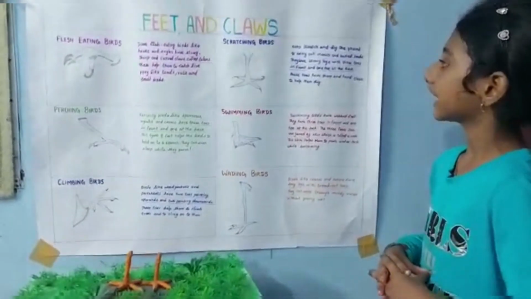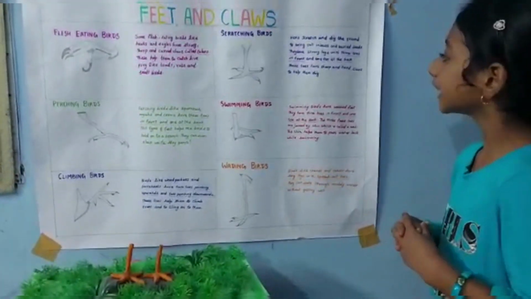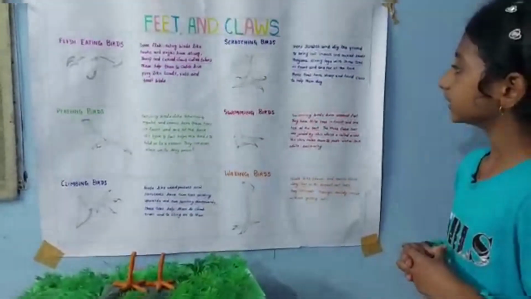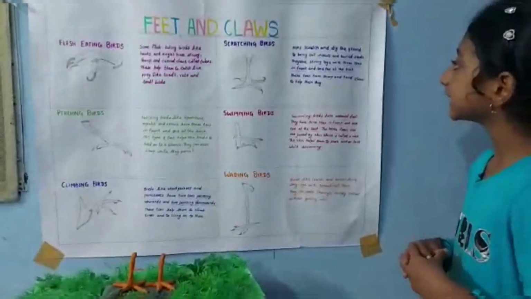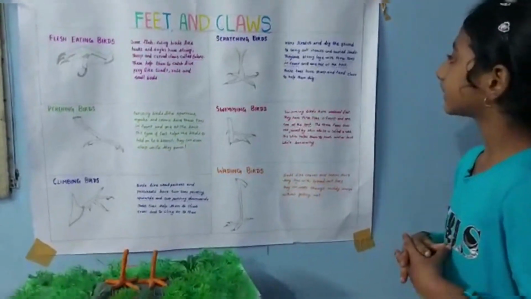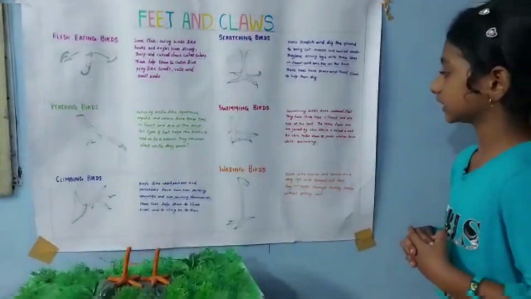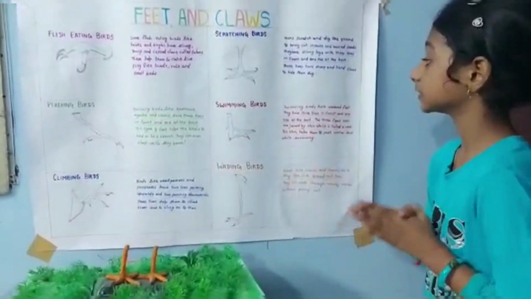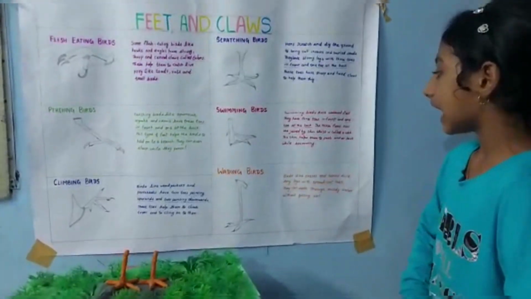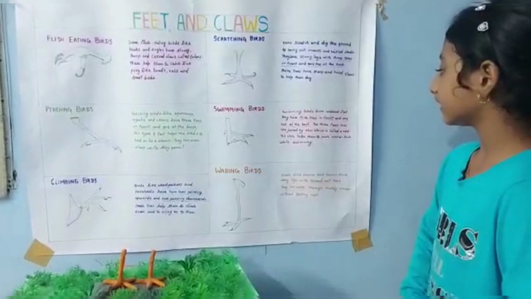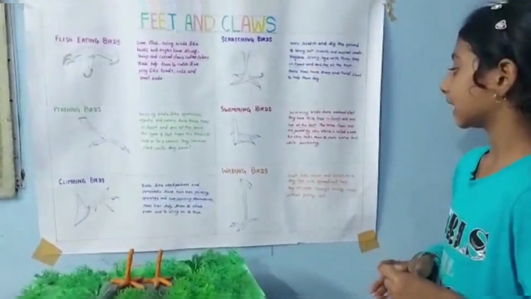Scratching birds like hens have strong legs with three toes in front and one toe at the back. These help them to scratch the ground to bring out the insects. Swimming birds like ducks have webbed feet. They have three toes in front and one toe at the back.